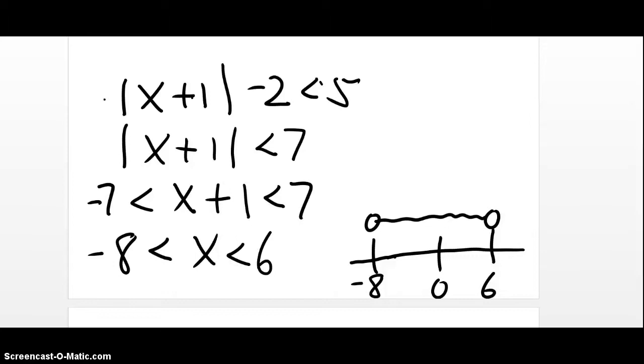Now here, there's no equal sign. -8 is not included. +6 is not included. So we're going to have open circles for -8 and 6.